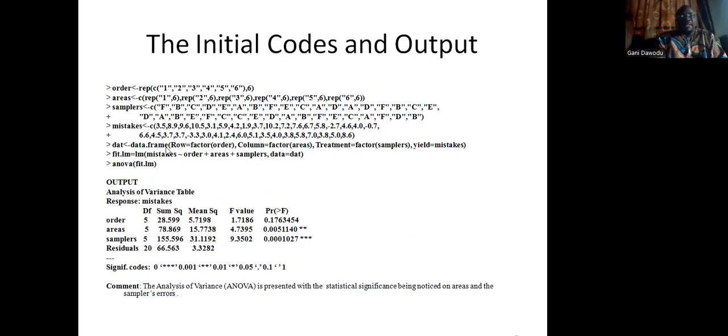Now, the data itself is in the form of a data frame. Row will be a factor on order, and column will be a factor on areas. And then the treatment factor. These ones are samplers. Okay, the yield in this case would be mistakes. Then we fit the linear model: mistakes on order, areas, samplers, and the data, so that the ANOVA will be this.